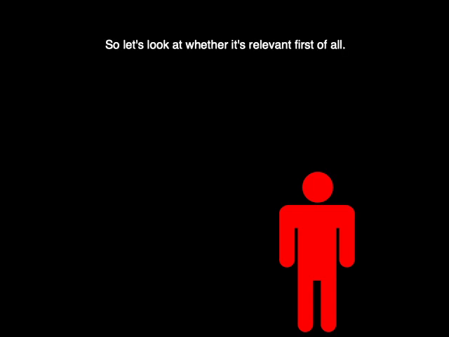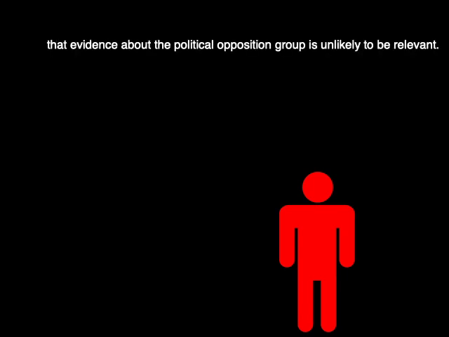So let's look at whether it's relevant first of all. There may be lots of information about your country available online or from other sources, but does it directly speak to why you need to stay in the UK, why you can't go back to your country? So, for example, if you manage to find a human rights report about your government imprisoning or persecuting people who are in an opposition political group, but your claim is based on the fact that you are gay, that evidence about the political opposition group is unlikely to be relevant.